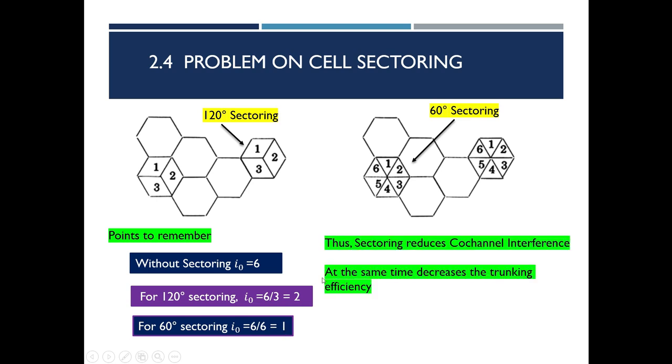So what we infer here is that sectoring reduces co-channel interference. That is, the number of interfering co-channel cells is reduced. For 120-degree sectoring, it becomes 2, and for 60-degree sectoring, it becomes 1. At the same time, it also decreases the trunking efficiency, which is also a point to be noted. So now let's proceed with the problem.